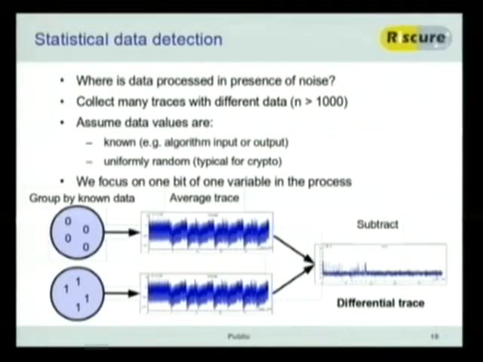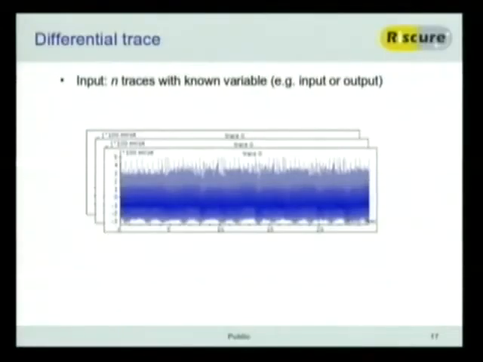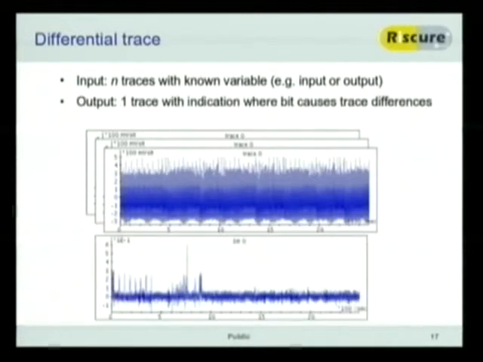It's a trace that shows, over time, peaks where statistically this one bit that we're looking at has caused an influence on the power. So the input for a differential trace is just n traces with some known variable. It can be input, output, anything else, but you have to know it. And the output is a trace like this.